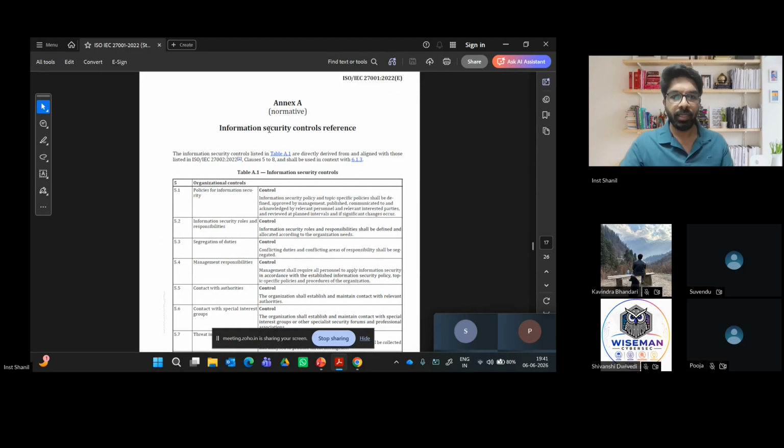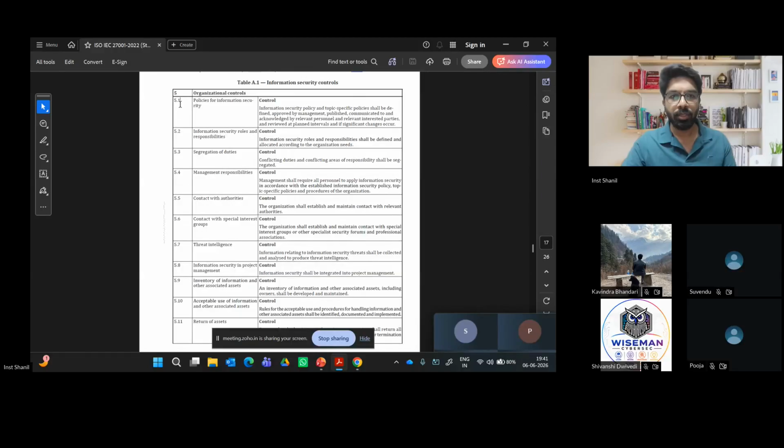Annex A is basically the table which has the list of 93 controls. You can see Annex A.5, which we were talking about, organizational controls. It has 38 controls. So these are the clause numbers and these are the control descriptions.